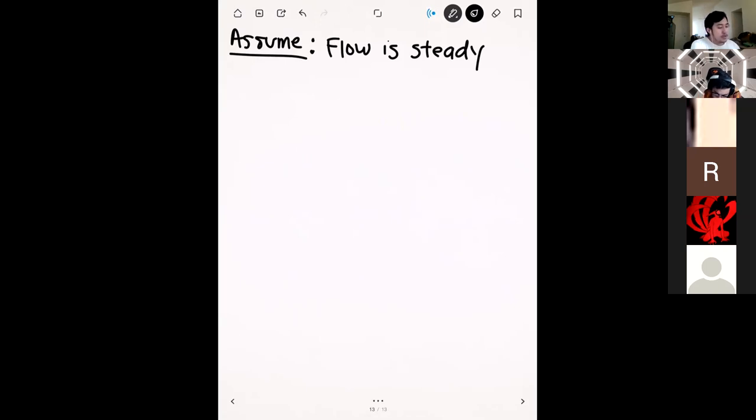This is not really an intuitive concept, I think, when you're first coming across fluids, because when you think of something that's steady, you think of a static object that's not moving at all, like an object just sitting on your desk. But for fluids, the concept of steady takes on a somewhat different meaning. When I say steady, what I mean is that the velocities are not changing with time.